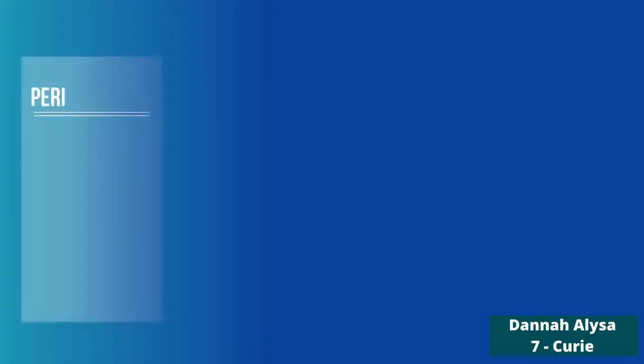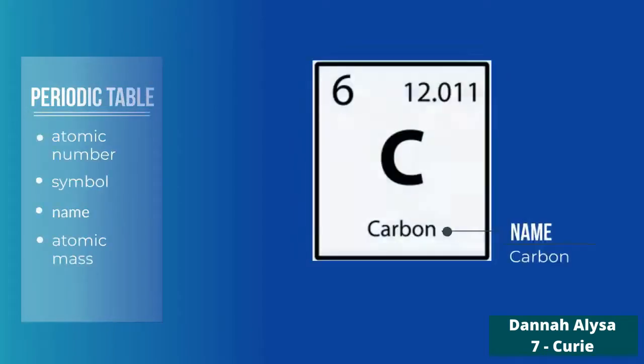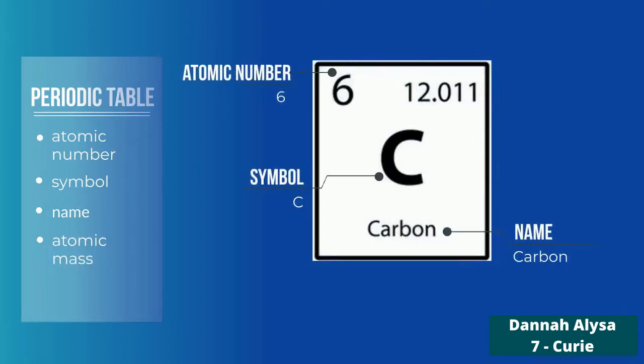The periodic table shows every element's atomic number, symbol, name, and mass. For example, in carbon, its atomic number is 6, its symbol is capital letter C, and its estimated atomic mass is 12.01.